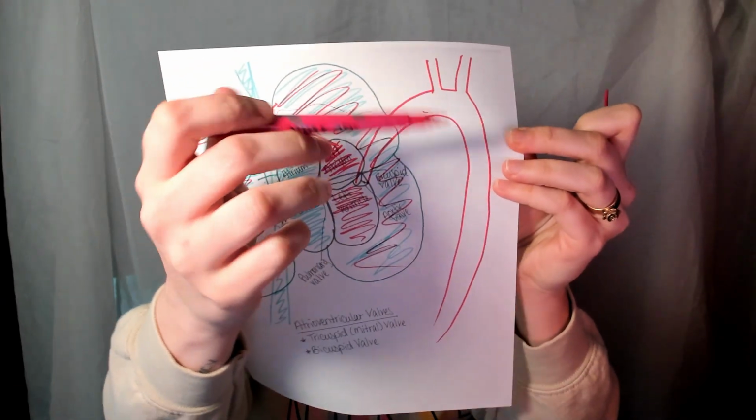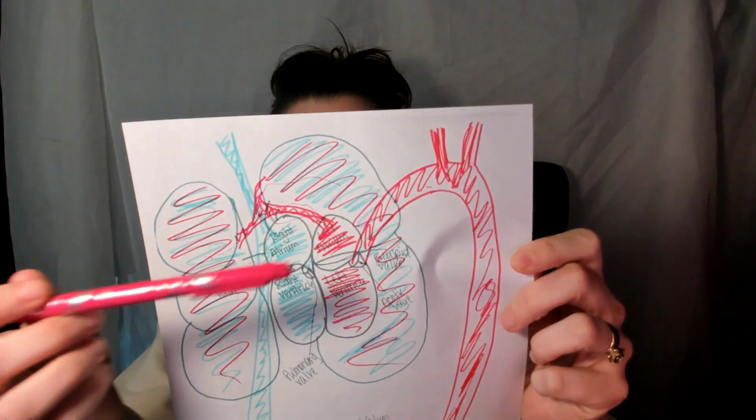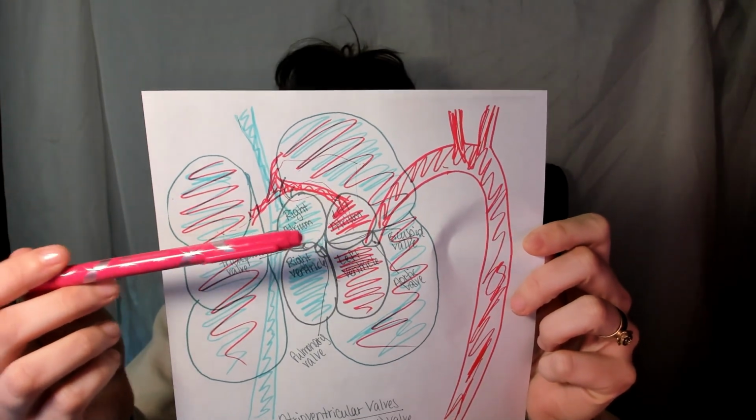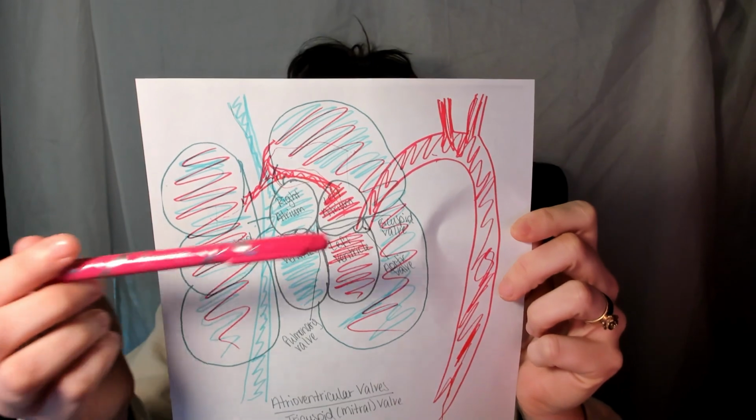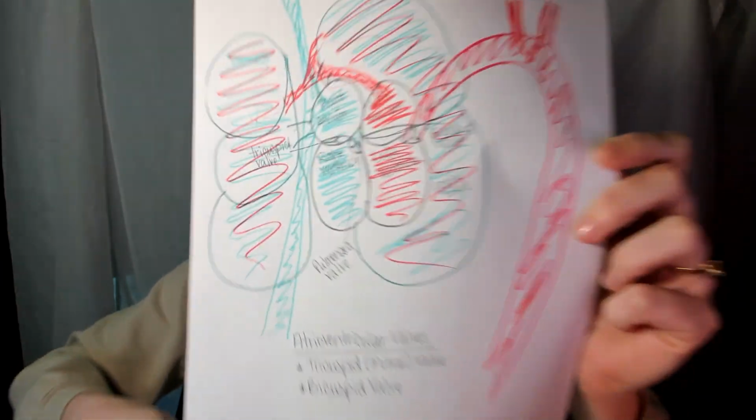To be carried out to the rest of the body. So this is going to be our aorta. It goes to the upper parts of the body and the lower parts. So scribble that in. Okay. So oxygen-rich blood from the lungs to the left atrium, through the bicuspid valve to the left ventricle, through the aortic valve, into the aorta, up to the upper parts of the body, down to the lower parts of the body. That is our circulation of the pulmonary.